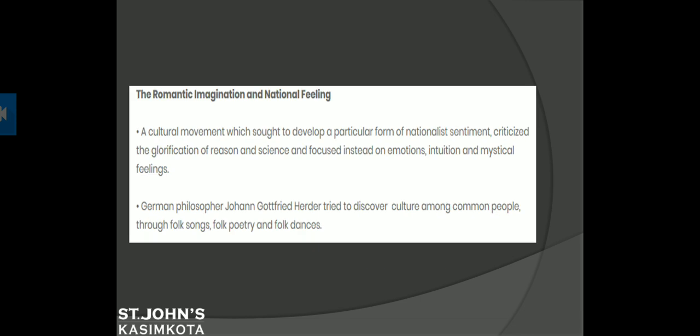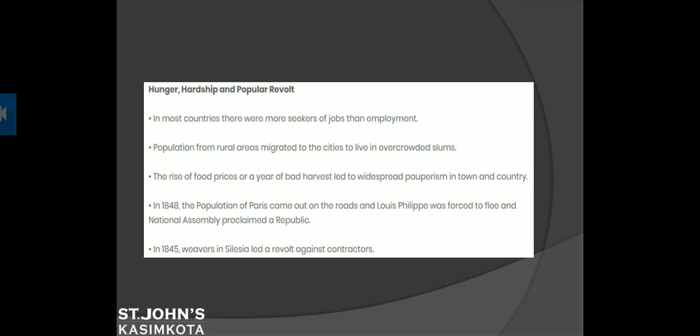The romantic imagination and national feeling. A cultural movement which sought to develop a particular form of national sentiment, criticized the glorification of reason and science, and focused instead on emotions, intuition and mystical feelings. German philosopher Johann Gottfried Herder tried to discover culture among people through folk songs, folk poetry and folk dances.